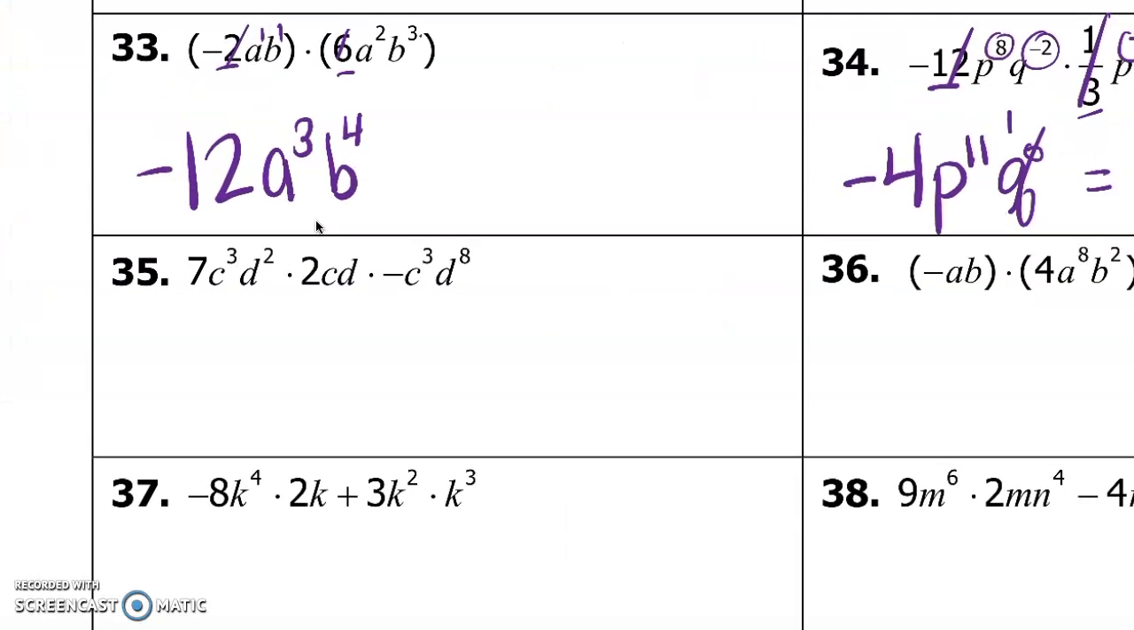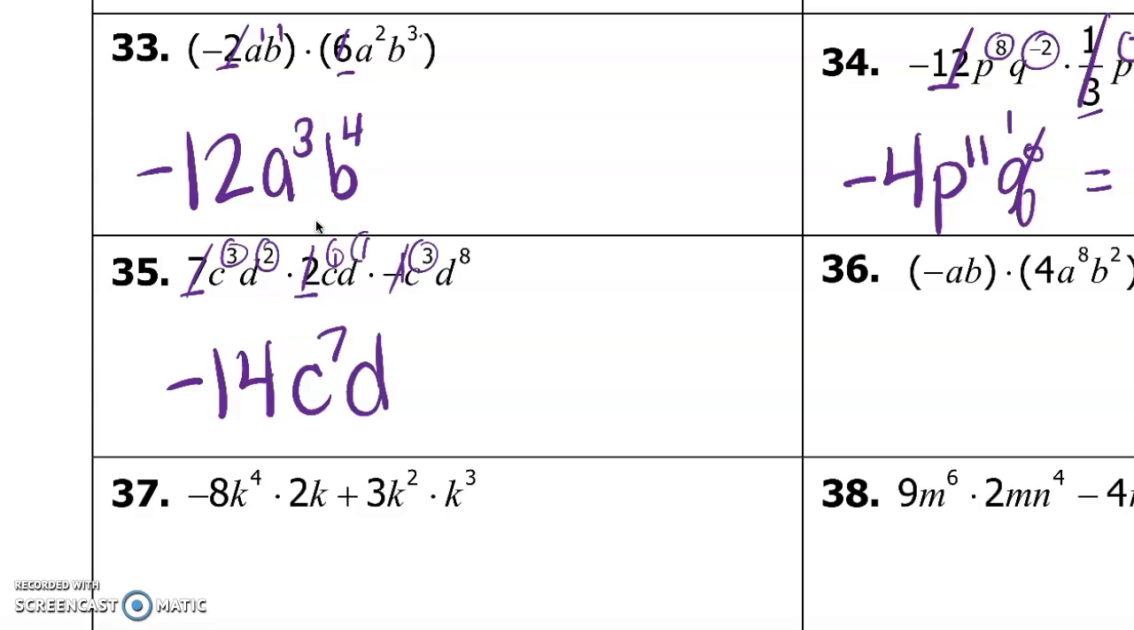35. So we have 7 and 2 and negative 1. So negative 14. C to the 3 plus 1 plus another 3 gives us 7. D to the 2 plus 1 plus 8 gives us 11. Negative 14, C to the 7th, D to the 11th.